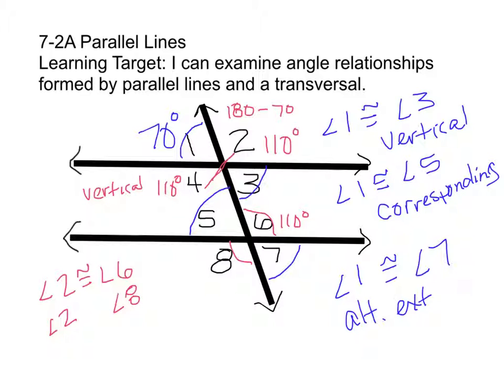What is the relationship between angle 2 and 8? They're both 110, yes, but why? Think about those definitions. Where do they lie? Inside or outside? Exterior. What kind of exterior? Alternate. They are alternate exterior.